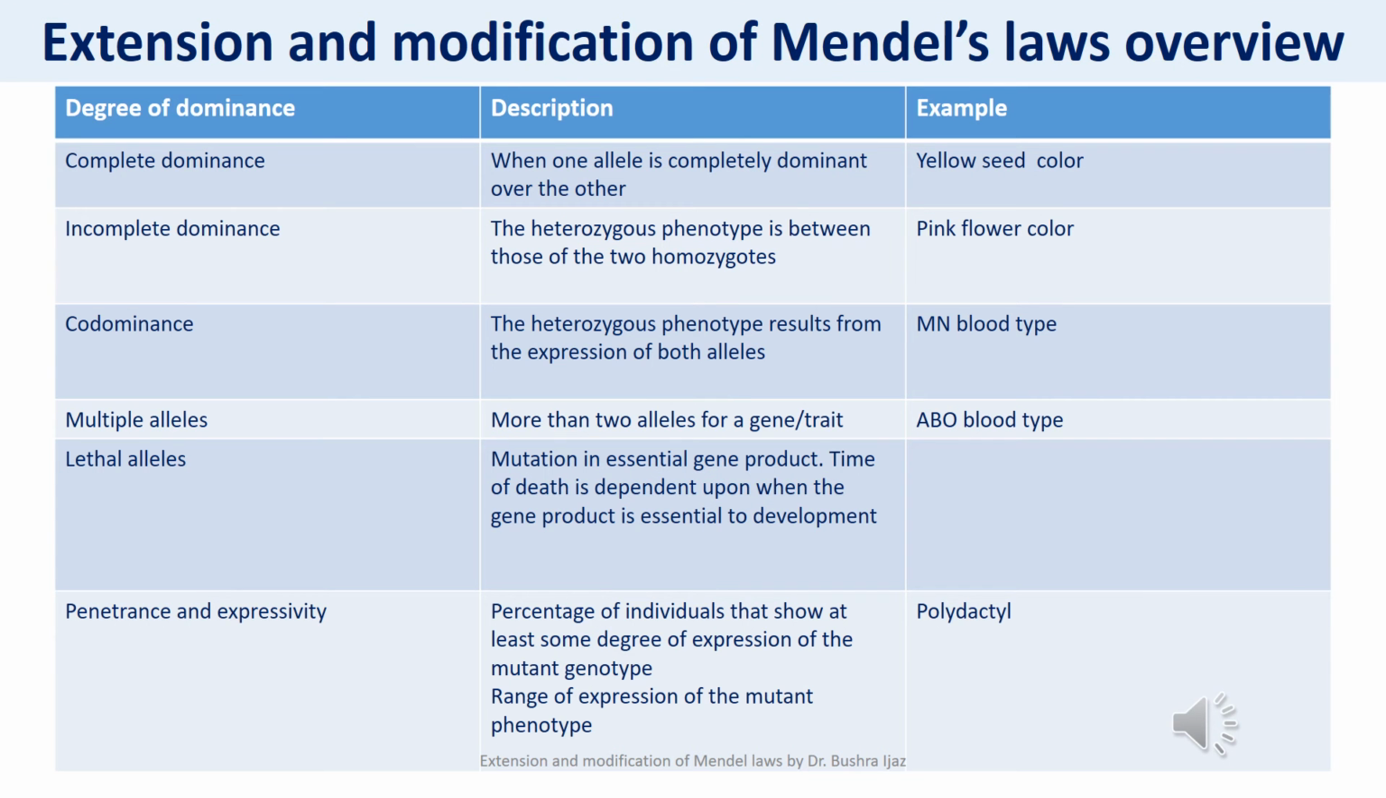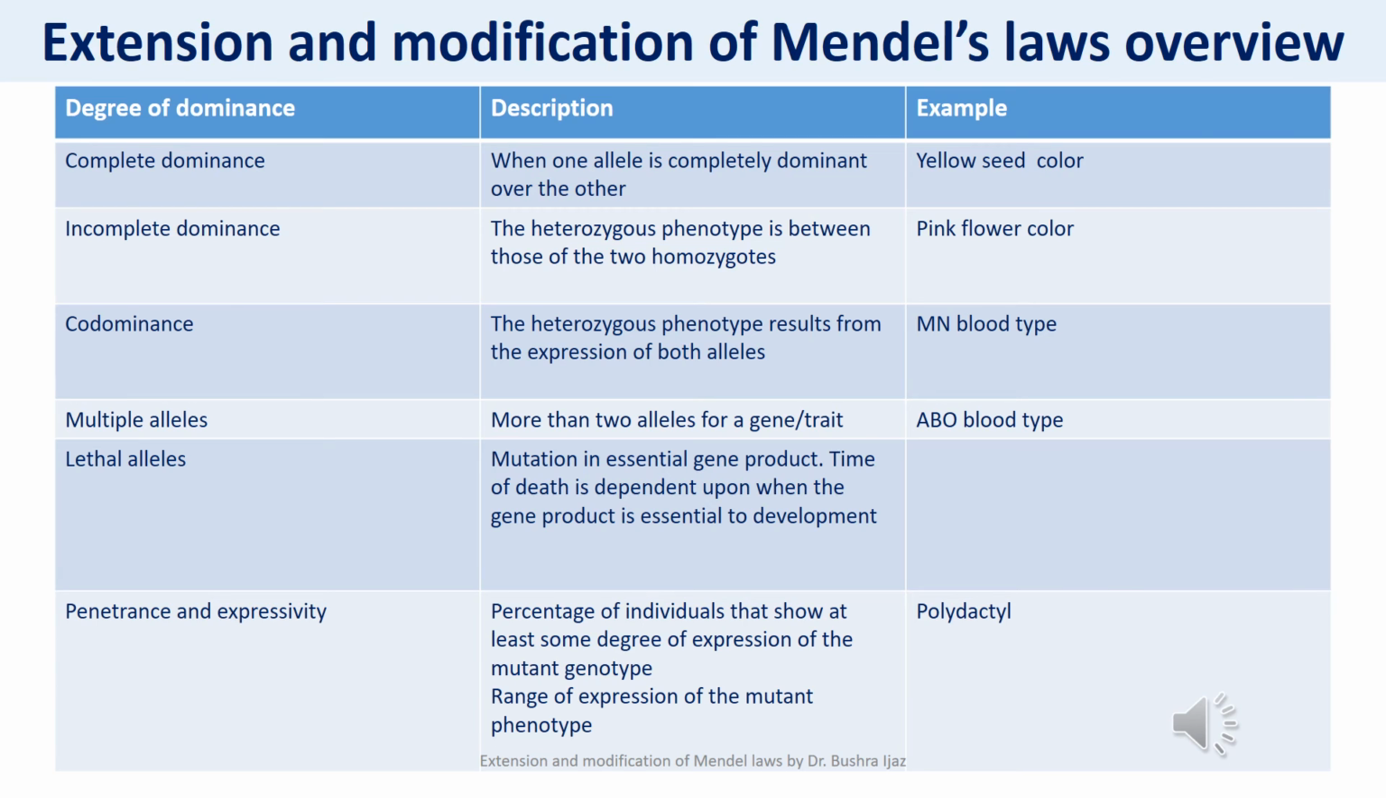So, at the end of our series of lectures on the extension and modification of Mendel's laws, here is a brief overview of whatever we have studied. In the first column, you see the degree of dominance. Then in the second, you have the description. And in the third one, you have a simple example of what type of dominance you are actually studying.